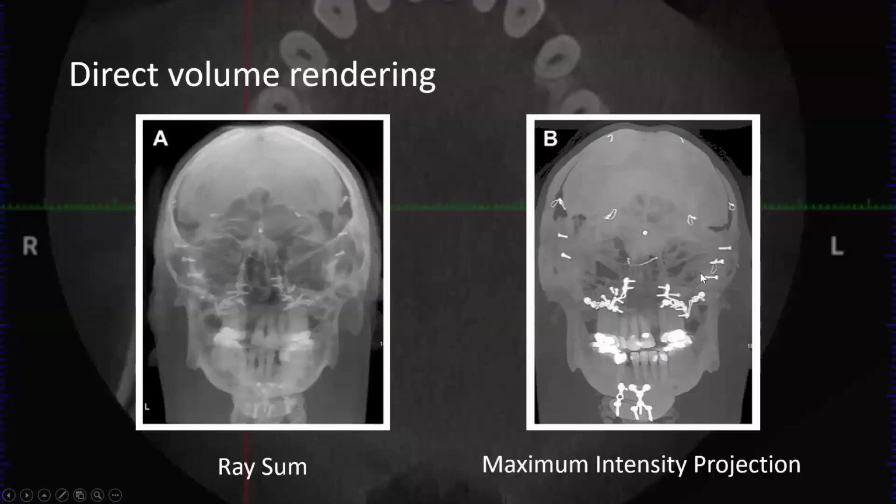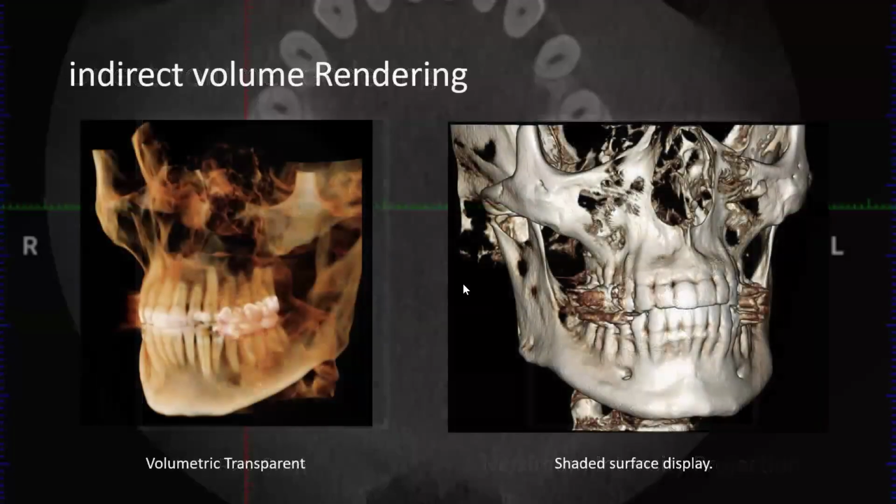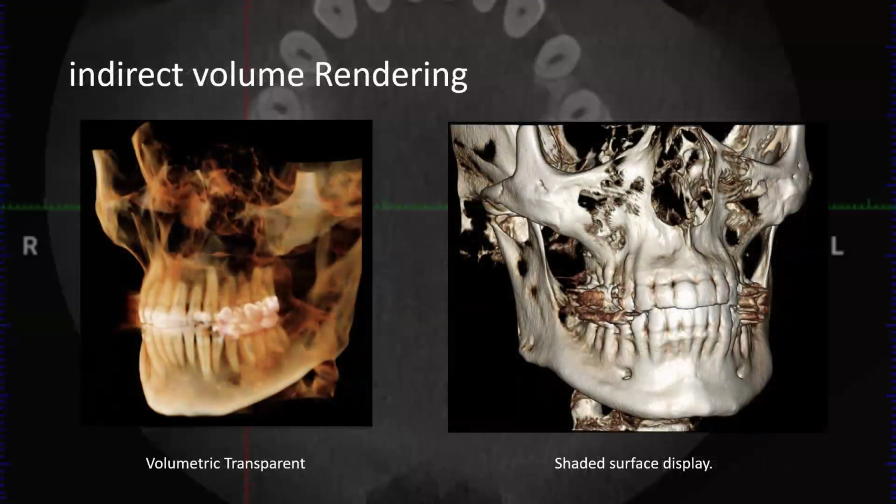You can see this patient has a lot of surgical clips, and those really stand out. Metal really stands out. The ray sum is the more common one. Then you have volumetric transparent. I showed you that one.